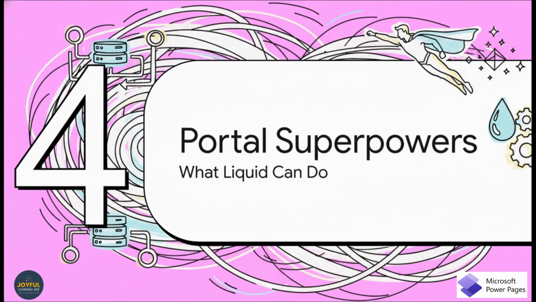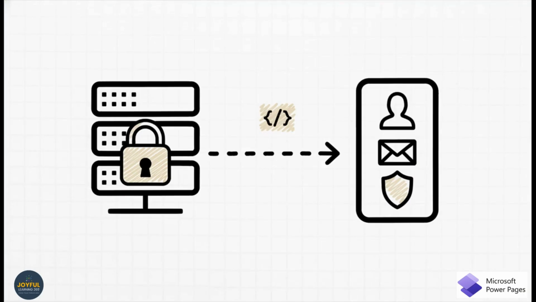Okay, so we know what it is, but what can it do? This is where it gets really cool. Liquid gives you these portal superpowers that are just flat out impossible with JavaScript alone. For starters, you can instantly know who's visiting your site. With just a simple user object, you can display their full name, their email, or really any other data you have on their contact record. And it's all done securely on the server.